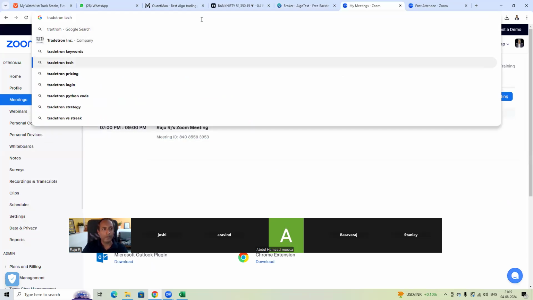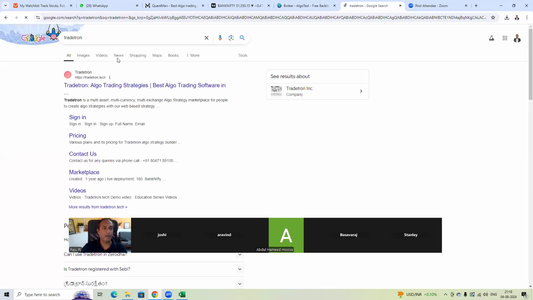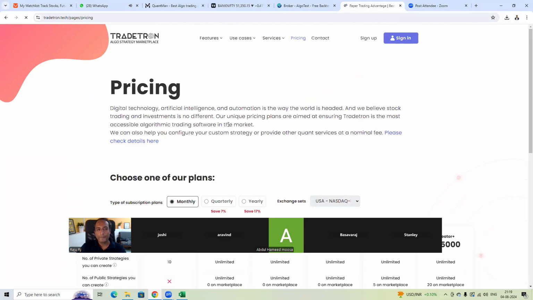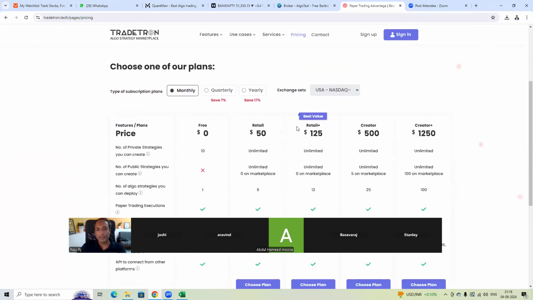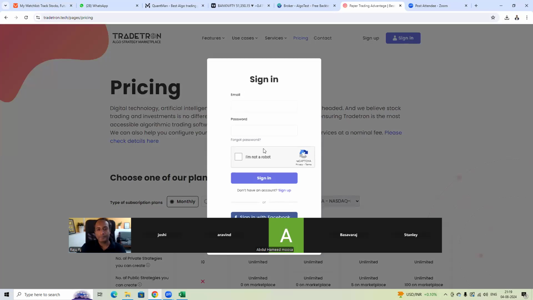I have many strategies in Tradetron. Tradetron is one of the algo trading platforms, which again has very good features. But yes, not better than this. It is equivalent to that. The pricing also is a bit on the retail side.